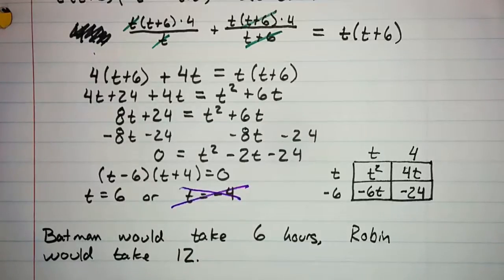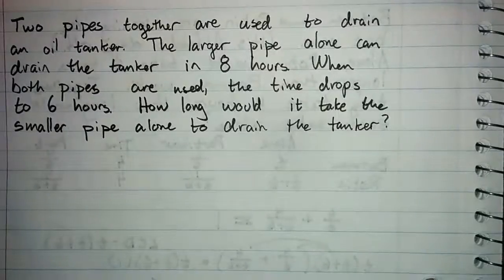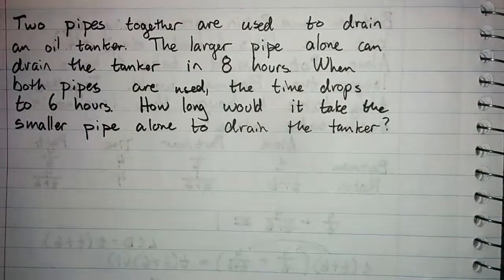All right, I'm going to give you one of these to try. I'm not going to tell you which type it is, but you should be able to decide based on just what it is you're trying to find out. Two pipes together are used to drain an oil tanker. The larger pipe alone can drain the tanker in 8 hours. When both pipes are used, the time drops to 6 hours. How long would it take the smaller pipe alone to drain the tanker? Pause the video and try this now.